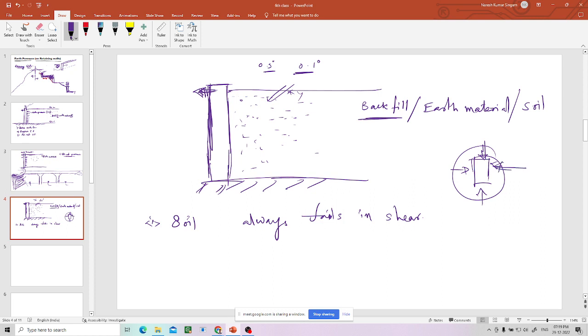Equal pressure, I'm saying. If you are applying different pressure from here and from here, because of that, some shear stresses will develop along some plane. When the shear stress develops along that plane, because of that shear stress, it fails. Soil always fails in shear. Why? In casual terms, suppose there are some soil particles.